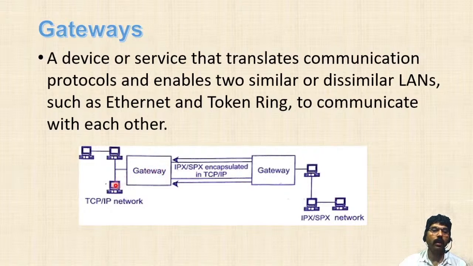For example, if somebody knows English and another person knows German or Japanese, then they cannot communicate with each other. Some intermediate persons or devices are needed which will convert the language from English to German or German to English. The protocol conversion is done by gateways.